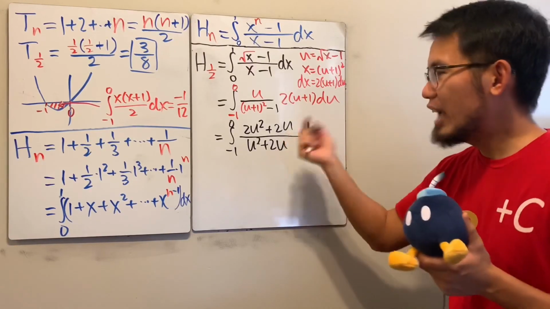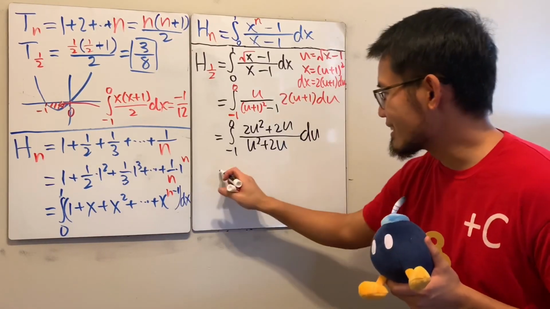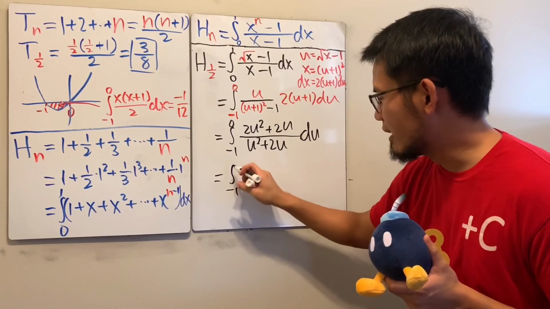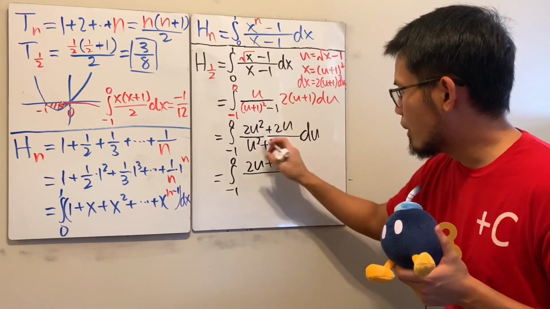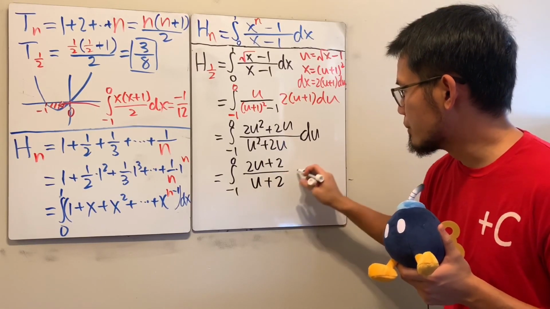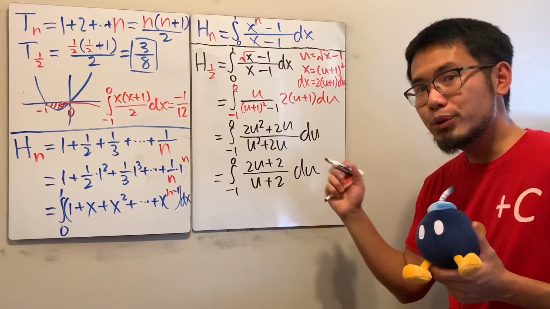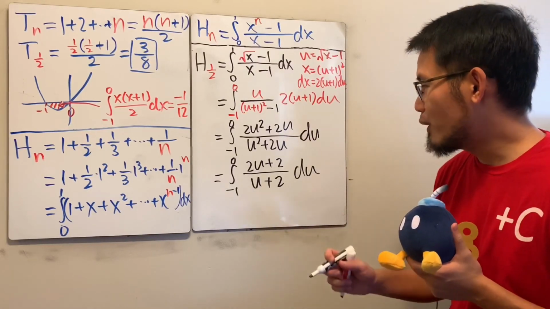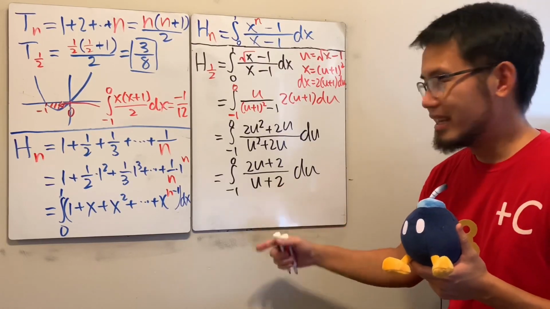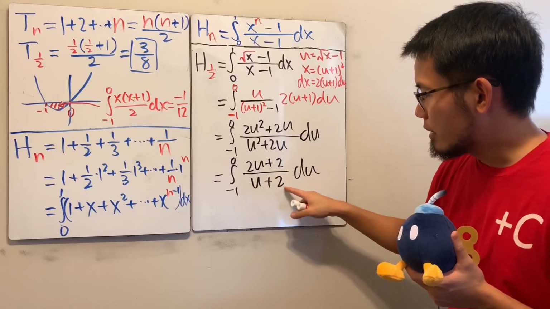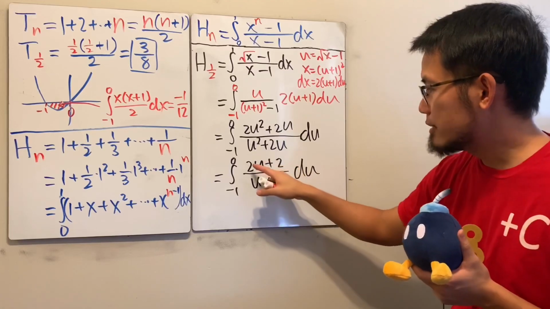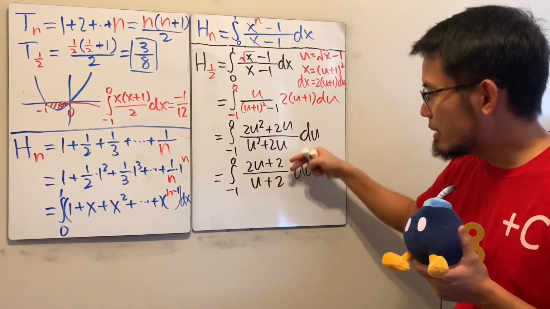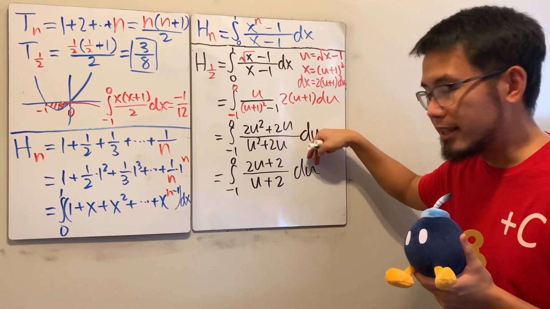And as you can see, everybody has a u, so let's just cancel it out. So we have the integral going from negative 1 to 0, and we'll just have (2u plus 2) over (u plus 2), like this. And now to integrate this, you can just do a long division first, or you can also look at the following. You see, if I double the bottom, we get 2u plus 4, right? But the top is only 2u plus 2. So that means I should add 2 here and then minus 2 after that.